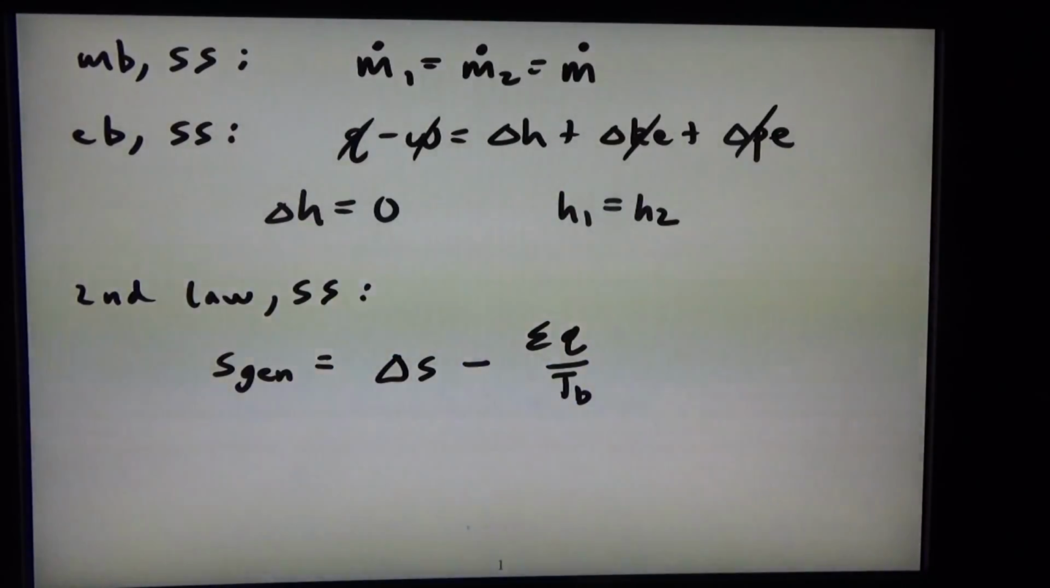In this case, we have an adiabatic process, so we can cancel off this whole term. There's no heat transfer, so there's no entropy transfer with heat. It's really simple to find s gen. It's just going to be S2 minus S1. So it comes down to just a state analysis where we look up specific entropy at states 1 and 2, actually the inlet and the exit. So let's look at the inlet.